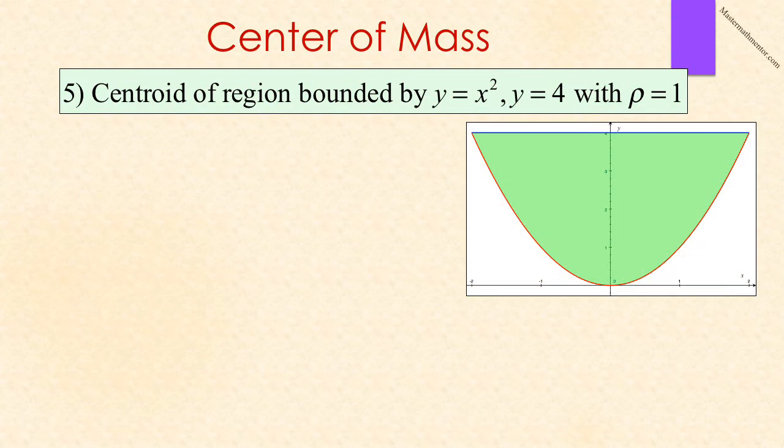In number 5, you are asked to find the centroid of the region of the planar lamina with density rho equals 1, with a surface whose graphs are bounded by the function f of x equals x squared and y equals 4. It should be obvious that the center of mass lies on the y-axis. So place a mark on the y-axis where you believe the centroid to be and give a value to it.